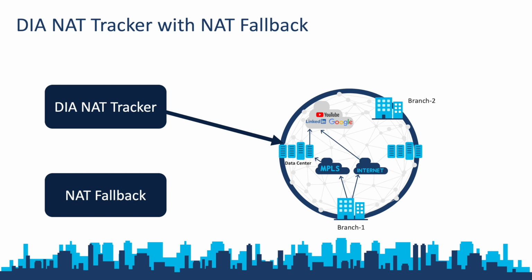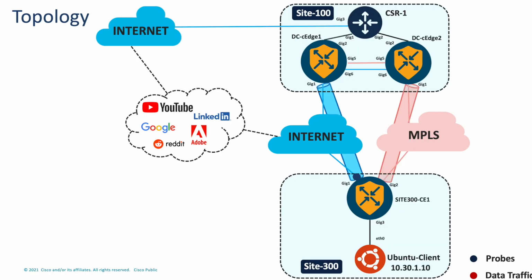In order to prevent the internet-bound traffic from being dropped, the branch router can be configured with NAT DIA tracker. This will help the WAN edge router to track the status of the path along the internet circuit, and during the event of a failure, NAT fallback can be configured, which will take care of rerouting the internet traffic across a BFD tunnel through a data center. Let's take a deeper look by combining both these features together for a better perspective.